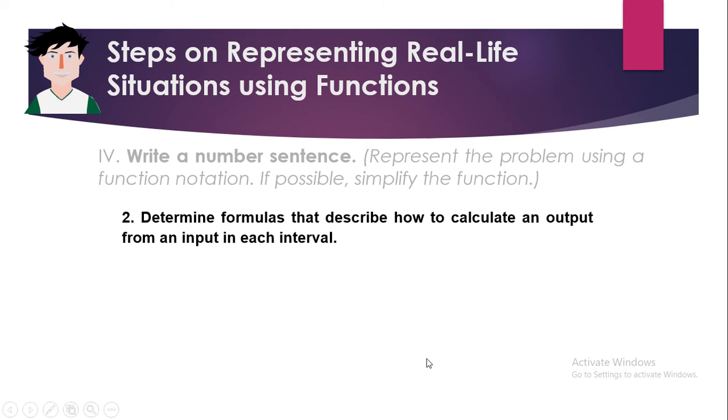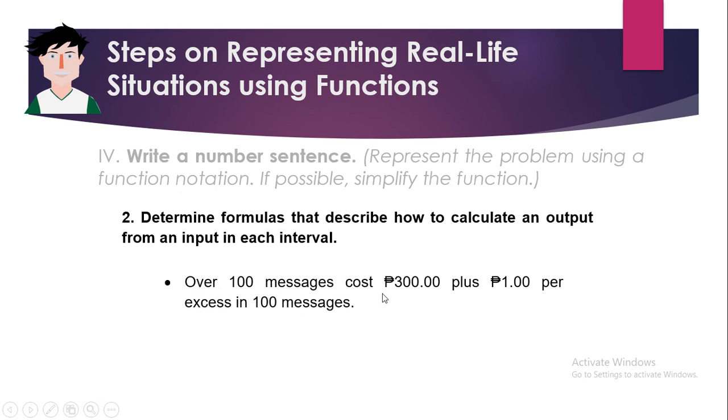The second interval, over 100 messages cost 300 plus 1 peso per message in excess of 100. So the formula will be 300, which is the initial charge for the mobile plan for 100 text messages, plus we subtract 100 from m, wherein m represents the number of text messages, and multiply that by 1. So this will be the formula for the second interval, for m greater than 100.